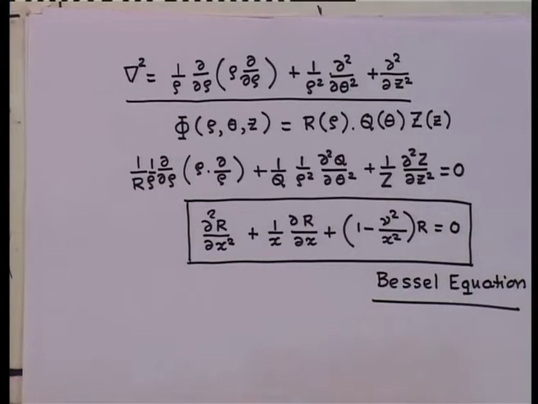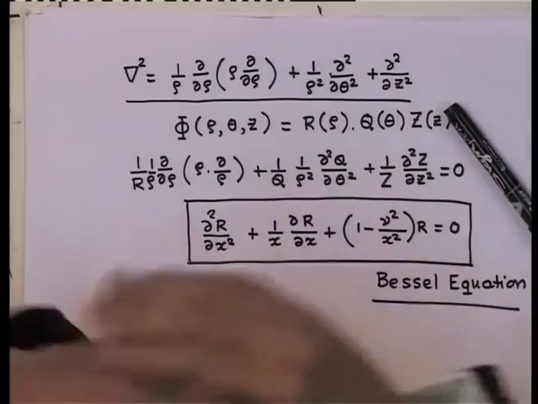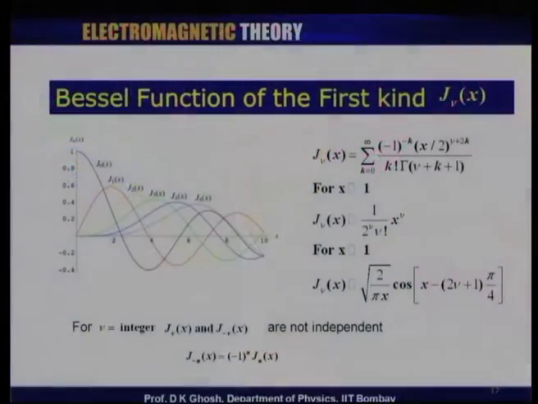I will not be able to spend time on the detailed nature of the solution, but let me make some remarks on what the solutions look like. Firstly, this is a second order differential equation, so there are two solutions. It turns out that when nu is an integer, the solutions are not really independent. The solutions are Bessel functions. This is a general expansion for the Bessel function; it is a power series in x, and J nu of x behaves like this.